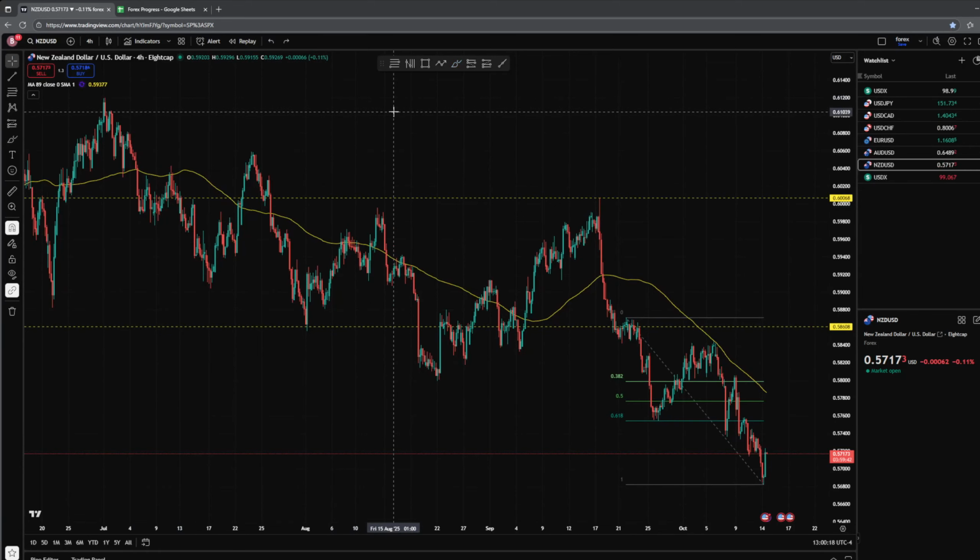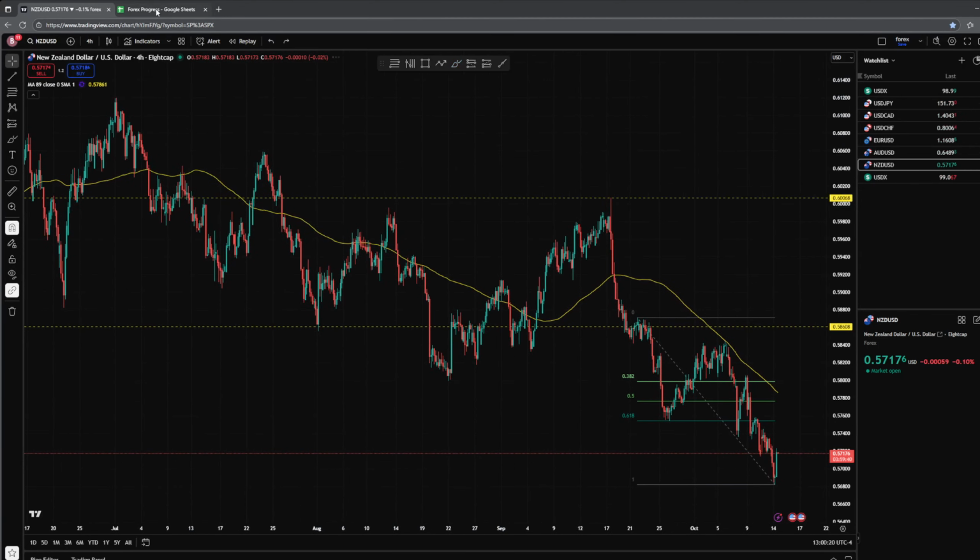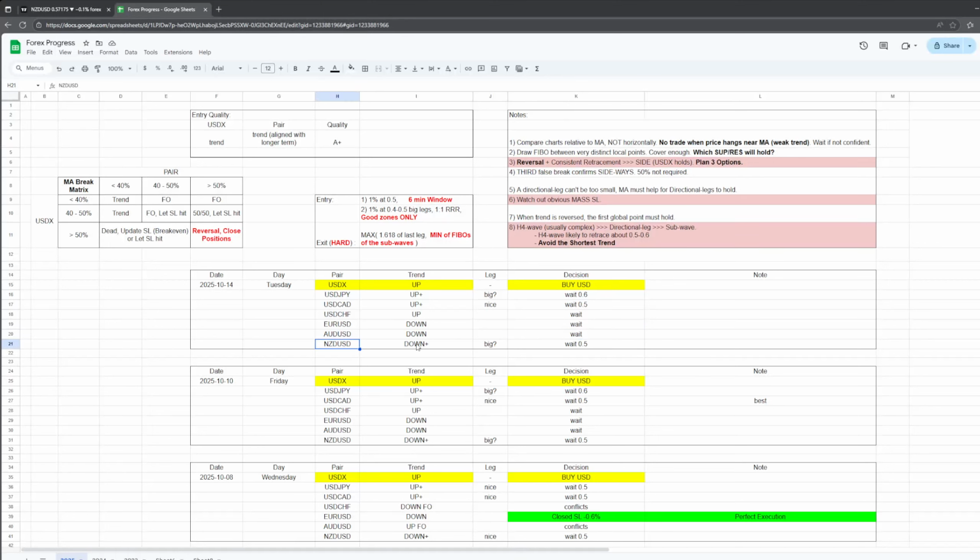All right, let's write it down. New Zealand dollar USD trend is down. Leg size is nice. Our decision is to wait for a 50% retracement, then start selling New Zealand dollar USD.